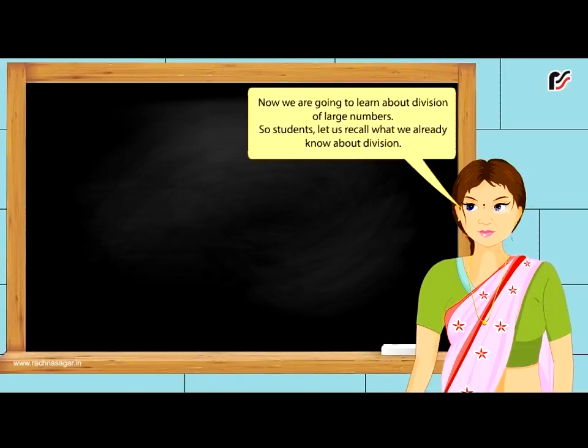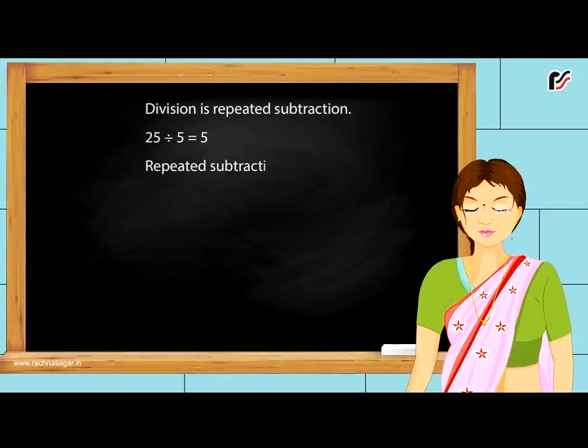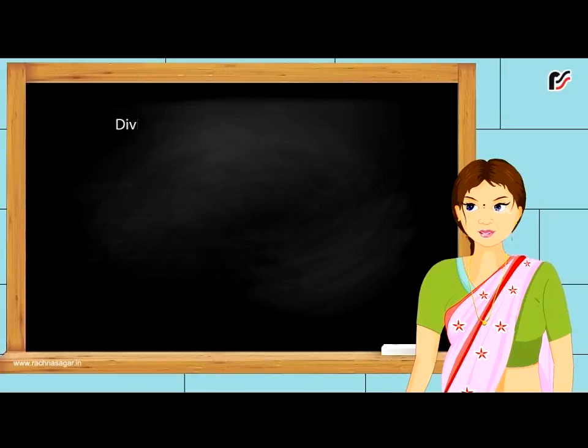So students, let us recall what we already know about division. Division is repeated subtraction. 25 divided by 5 is equal to 5. Repeated subtraction: 25 minus 5 is equal to 20. 20 minus 5 is equal to 15. 15 minus 5 is equal to 10. 10 minus 5 is equal to 5. 5 minus 5 is equal to 0.